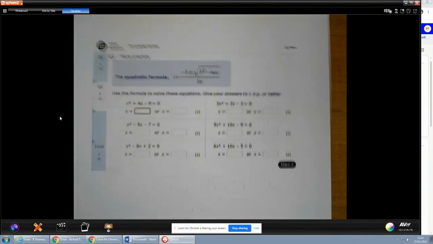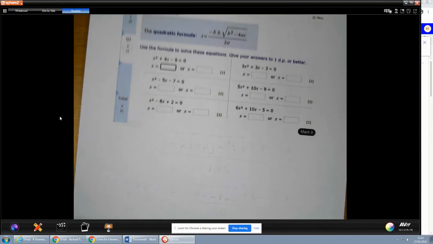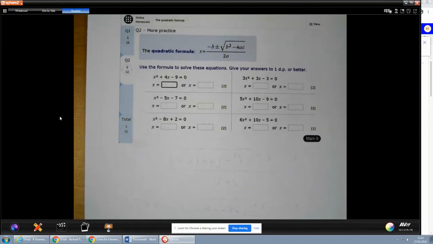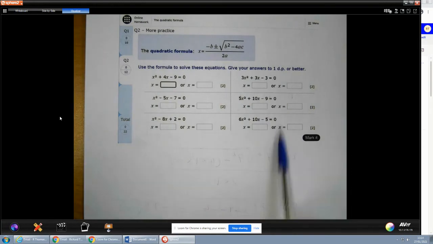Right, let's look at the ones over the page. So the ones over the page are just more of the same. They're just asking you to practice, right? As you can see, they're all equal to 0. So we don't have to do any extra tidying up or moving around.